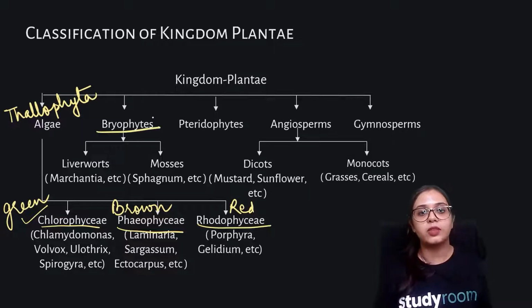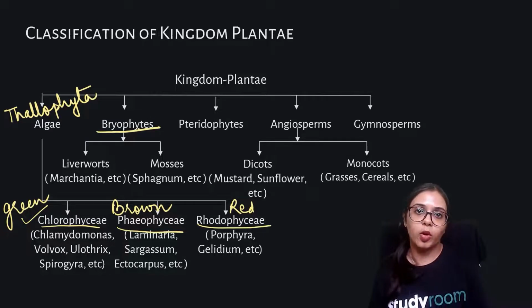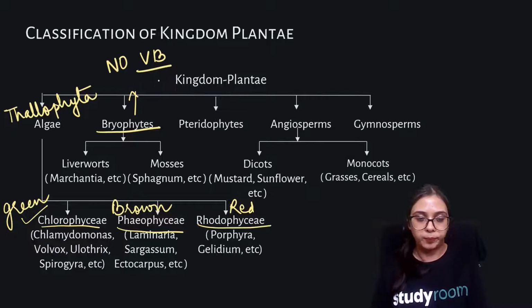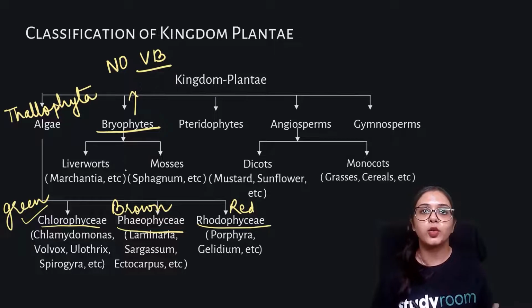And bryophytes means those plants that have a differentiated body structure, but there is no vascular bundle. I am abbreviating vascular bundle over here as VB. So bryophytes can be divided into 2 categories: liverworts, example Marchantia, and mosses, example Sphagnum. Then you have Pteridophytes.